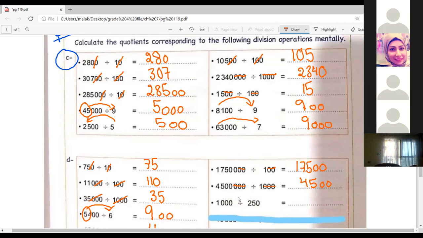Yes, Muhammad. Yalla, a trick. 1,000 divided by 250. Did you see 1,000? It's at the beginning, not the second one. Before, in all the questions, 10, 100, 1,000 was the second number. Now it's at the beginning. How do we divide 1,000 by 250, Muhammad? First step, how many zeros can I cross? We cross the zero from each side. I will cross 1 zero from each side. Then, what shall I do?